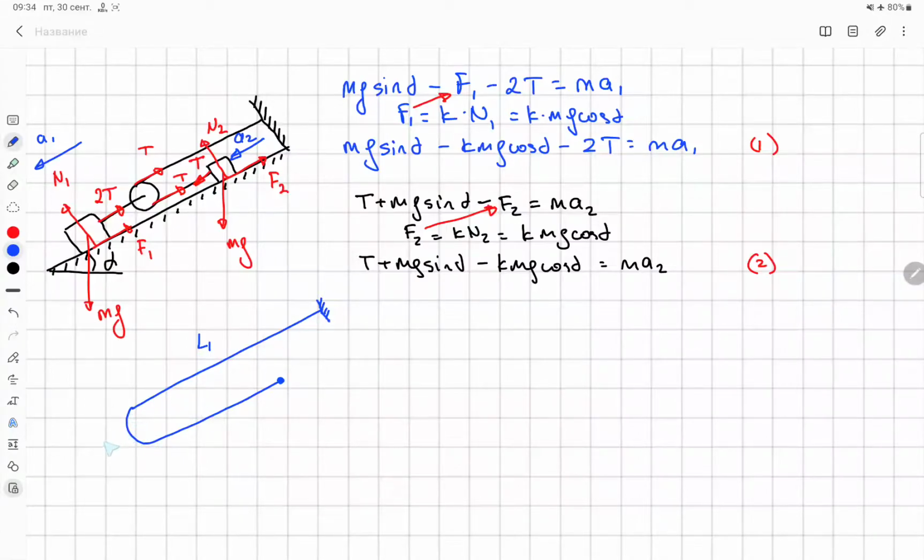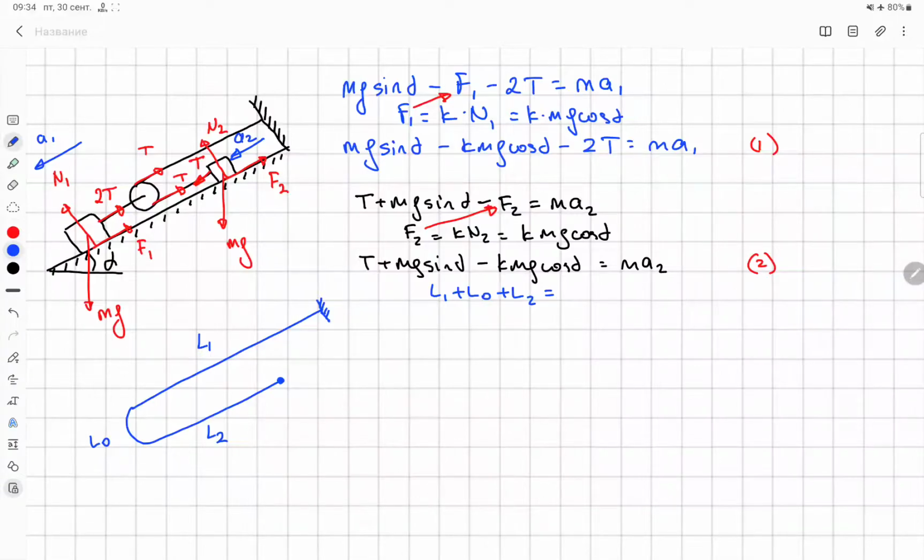Here we have a rope, let's call the length of this rope L0, sorry. And the length of this part, let me call it L2. So total length of the rope is L1 plus L0 plus L2. And we know that this rope, this string, is inextensible. So total length should be the same during the motion.